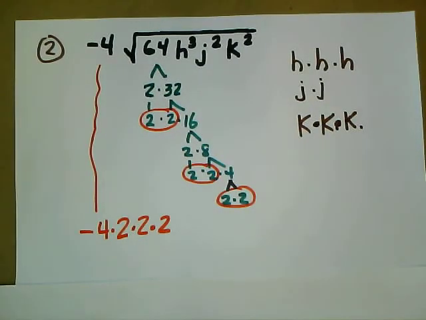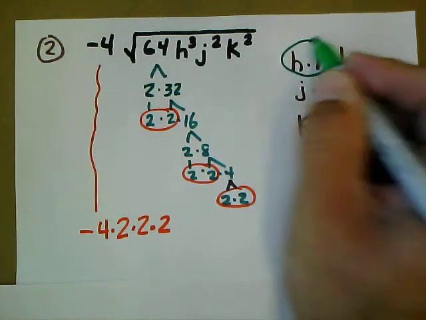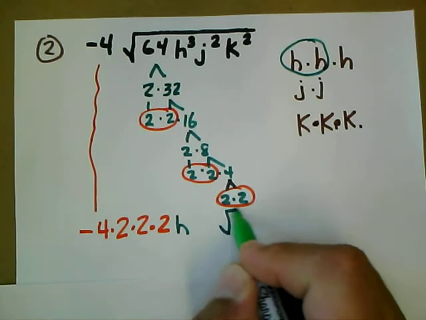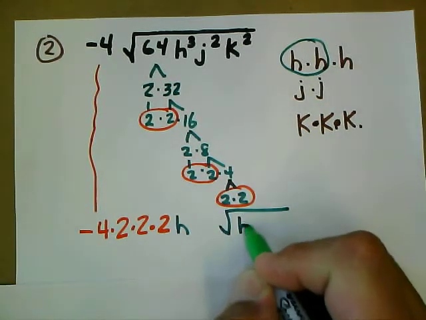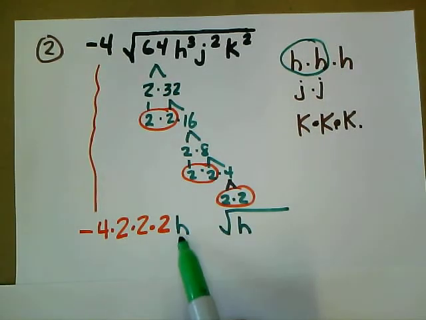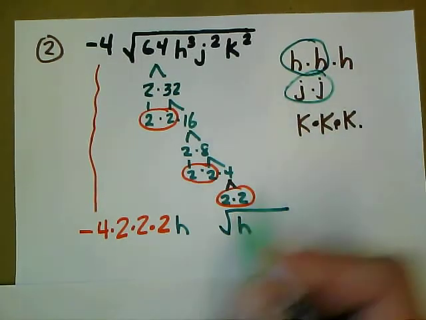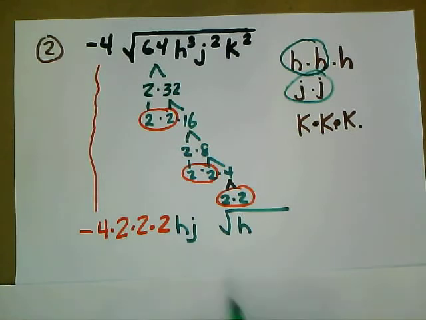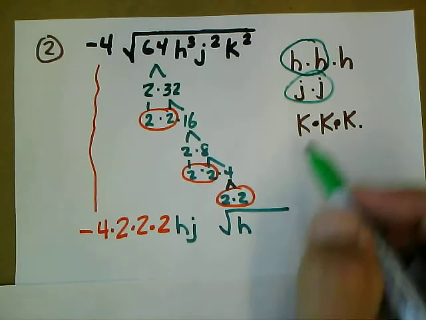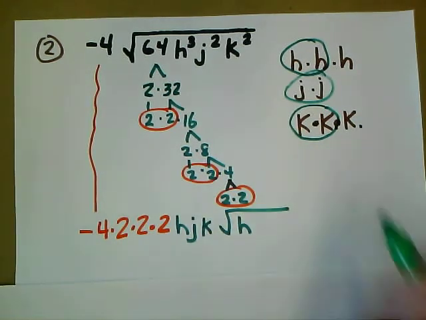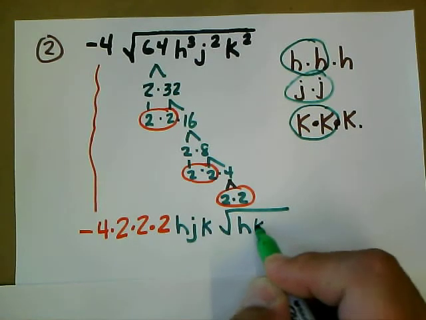We're going to look at this and we're going to pair them up. So the h's have one pair. That's h here. But they also have one h left over. So the one pair goes outside, the one non-pair goes inside. J has a pair, it goes outside. Now, if you want to stick that little one up there, you can. That's fine. The K's have one pair of K's, but they also have one K left over.